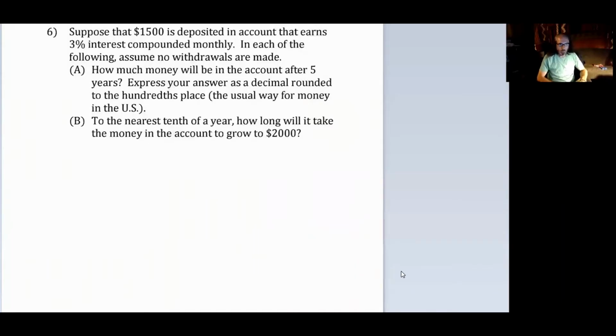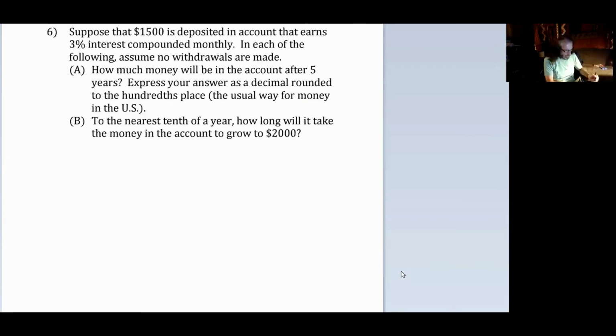On these last two, we're going to look at some arithmetic and algebraic applications of exponential functions, exponential equations. So on this first one, we're talking about some money that's been deposited, and we have to assume that there are no withdrawals made. It's going to compound interest on a monthly basis.